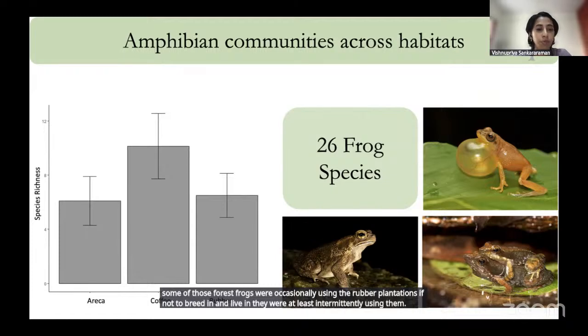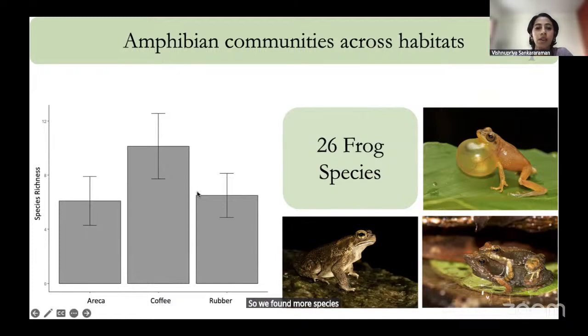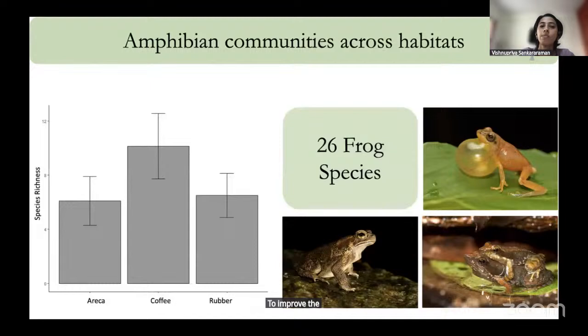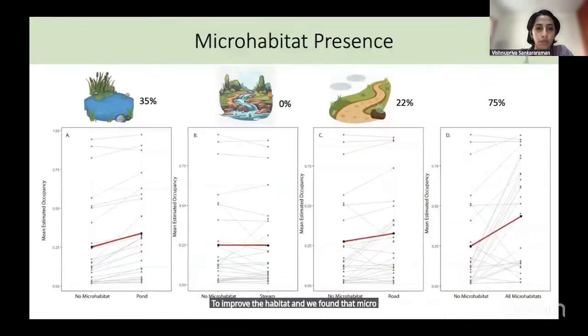So we found more species than we expected in rubber. But then we looked at the microhabitat availability and what can individual planters do at their local scale. So whether you're a coffee plantation owner, an areca plantation owner, or rubber plantation owner, what can you do to improve the habitat? And we found that microhabitats were the most important.